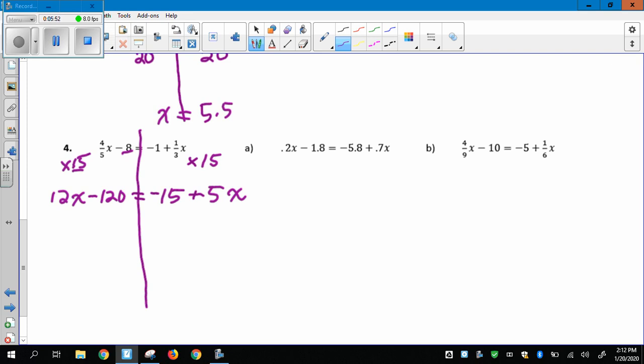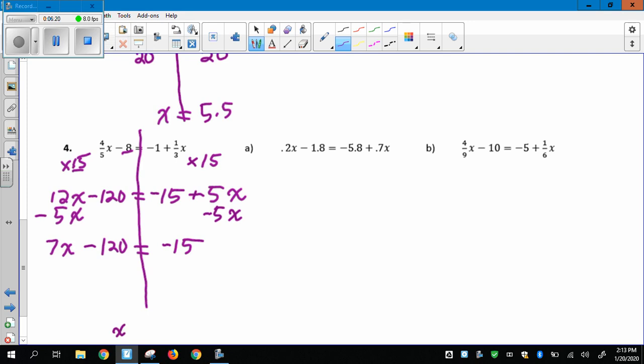Okay? But I do have x's on both sides of the equation, so I'm going to have to eliminate the x's from one side. I'm going to choose to get rid of this 5x over here by subtracting 5x. 5x minus 5x is 0. Whatever you do to one side, you have to do to the other. That gives me a new equation, 7x minus 120 equals -15. And now it's looking a lot like the last equation I solved.